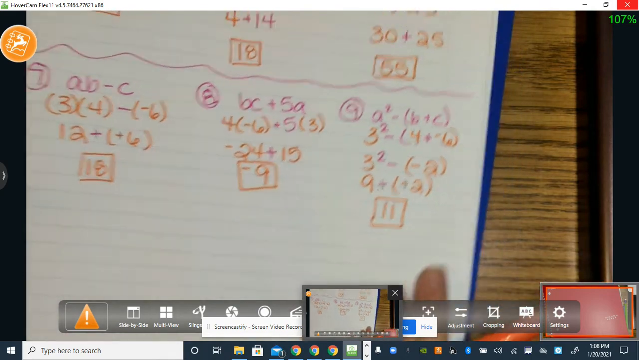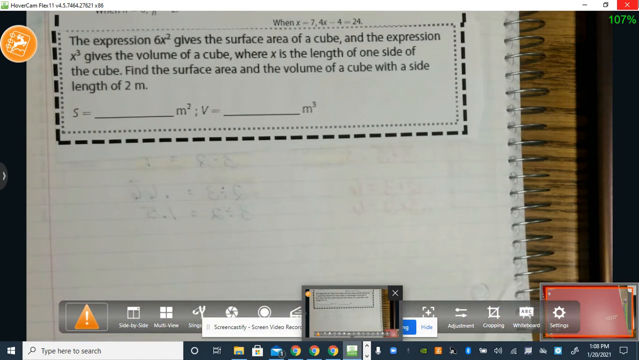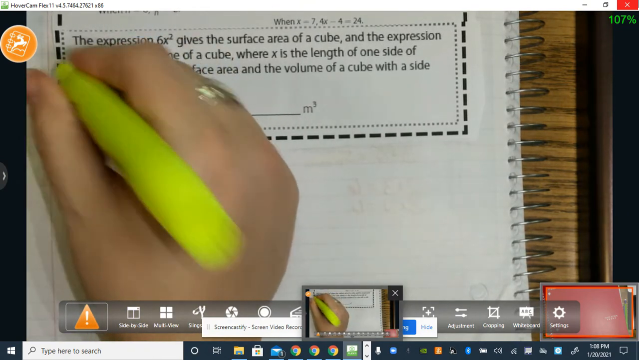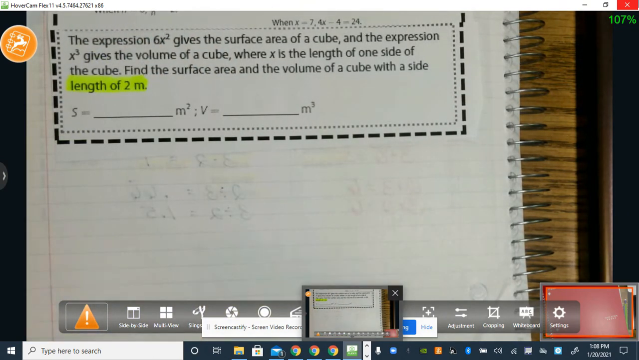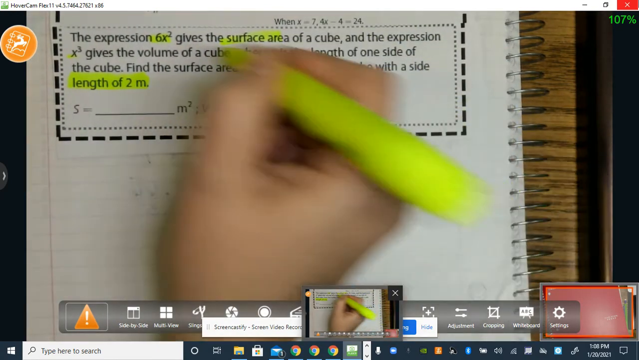Okay, now let's turn back to the front page, to that word problem that we have. It says the expression 6x squared gives the surface area of a cube, and the expression x cubed gives the volume of a cube. Where x is the length of one side of a cube, find the surface area and volume of a cube with a side of 2 meters. So they've given you what they want the length to be. They've also given you your 2 equations, one for surface area and one for volume.